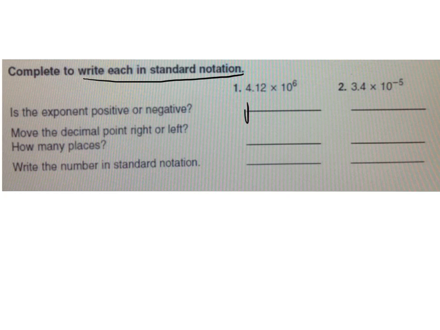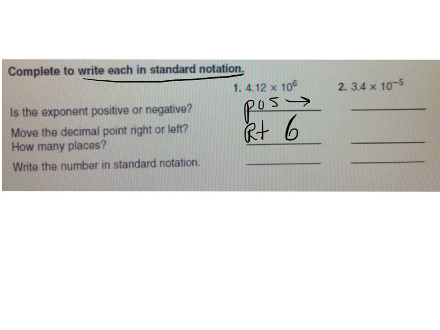All right, so we have a positive exponent in this first problem. A positive exponent tells us to move in which direction? Positive numbers are to the right on the number line. We need to make this number bigger. We're multiplying by a positive. So we're going to move to the right, and how many places will we move? We're going to move 6 places because the exponent is 6.